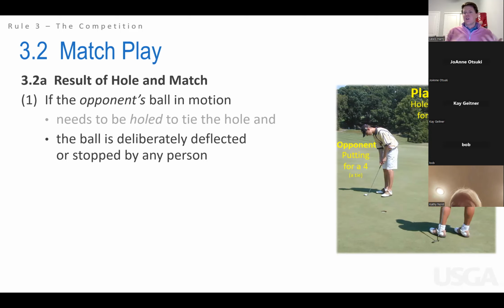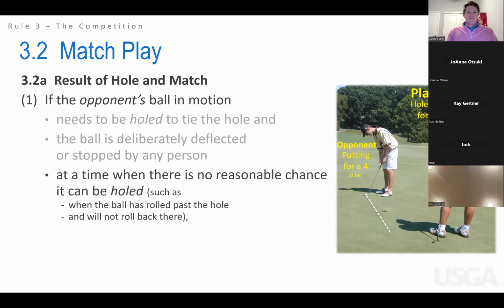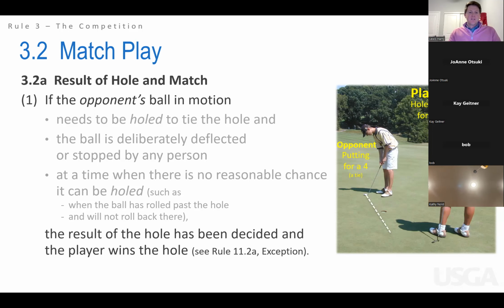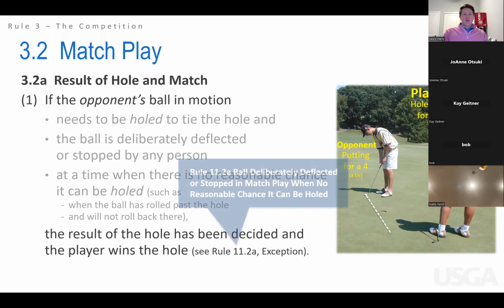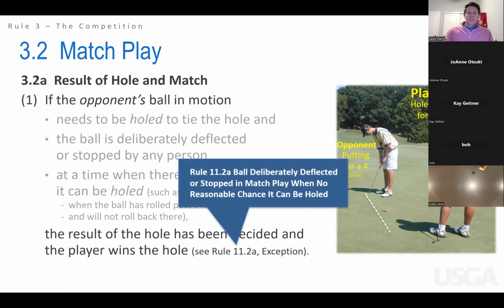So if I am already in the hole for 5 and my opponent has a putt for 5 to tie that hole, and that's the only possible result that player can get on that hole, and it rolls by the hole and it's not coming back and there's no way the ball can be holed, if the ball is still in motion and I kick that ball back to my opponent, there's no penalty to me, and we're just going to move on. There's no reasonable chance for that ball to be holed. The result of the hole has been decided and the player wins the hole. I don't get a penalty for deliberately deflecting that ball in motion to kick it back to my opponent.